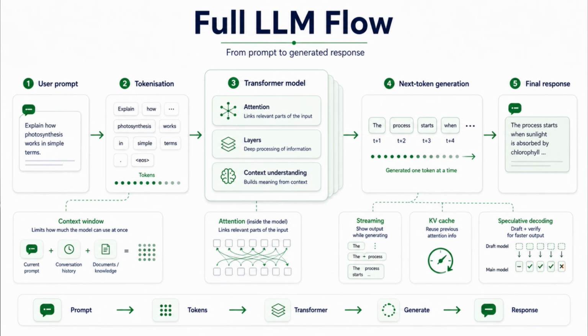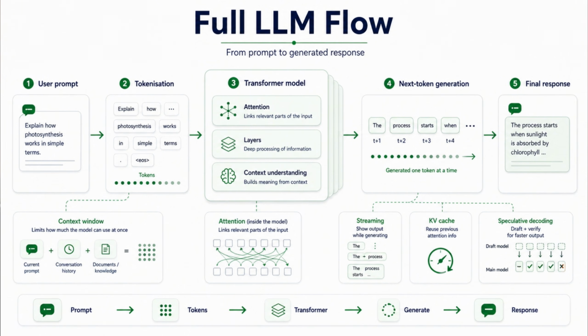Now let's connect the full flow together. A user sends a prompt, and that prompt is converted into tokens. Those tokens go into the transformer model. Inside the transformer, the input passes through multiple layers. Attention helps the model connect the relevant parts of the input, like which word refers to what, which instructions matter more, and which part of the context is useful for the task.